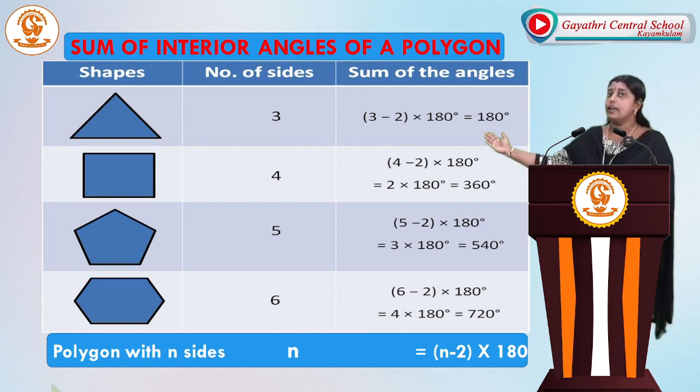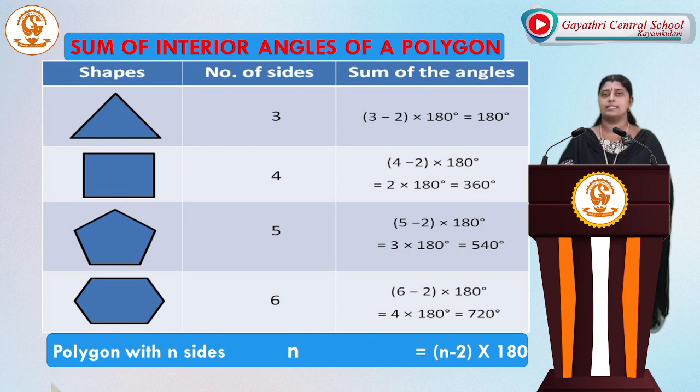In a quadrilateral, it is 4 minus 2 into 180. What is 4 minus 2 into 180? It is 2 into 180, 360 degrees. In the case of a pentagon, it is 5 minus 2 into 180. 3 into 180 is 540 degrees. And in a hexagon, it will be 4 into 180. Yes, it is 720. You should remember there are 6 sides, so the triangles formed are 4 triangles. So 4 into 180 is 720 degrees.